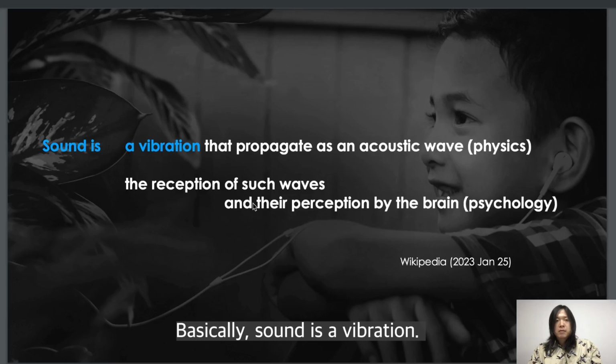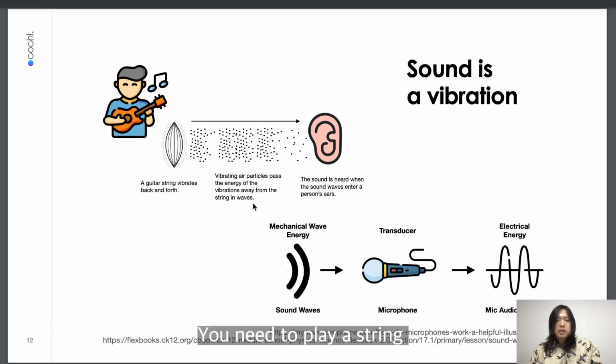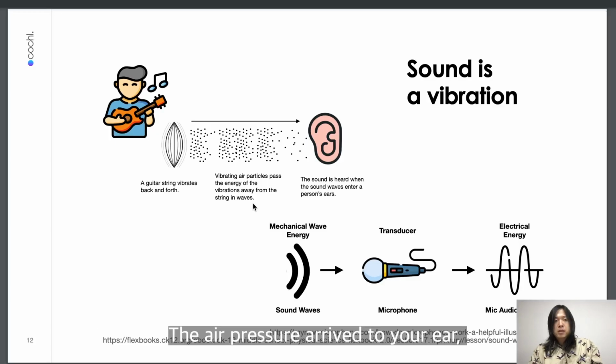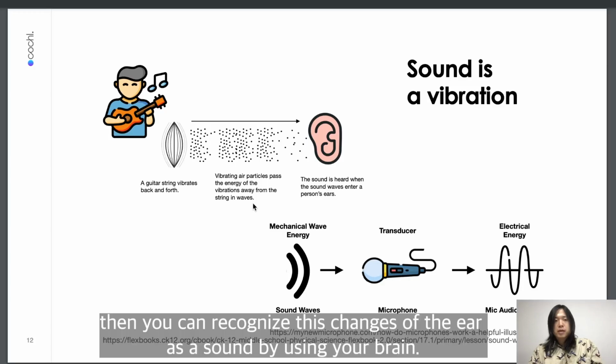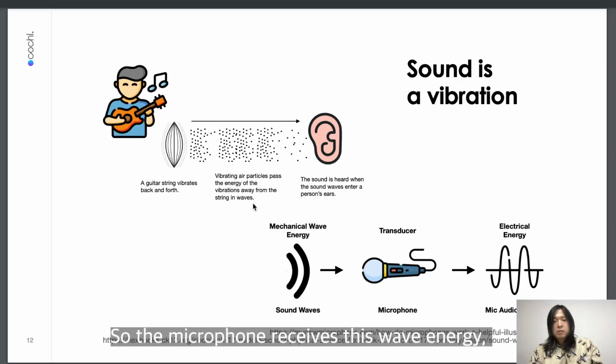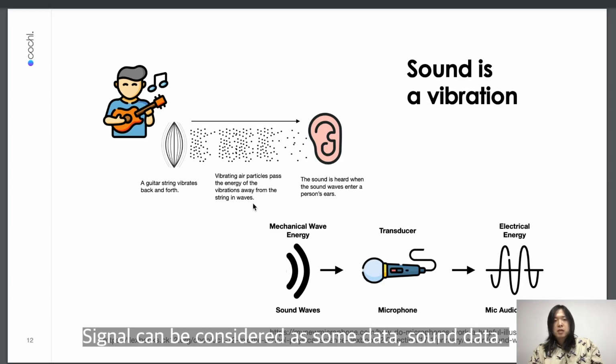So basically sound is a vibration, which means that when we play a guitar, you need to pluck a string. When the string is vibrated, it makes periodic pressure changes in the air. The air pressure arrives at your ear, and you can recognize these changes as sound by using your brain. It is the same when the ear is replaced by a microphone. The microphone receives this wave energy and changes this energy to electrical signals. So the signal can be considered as data, the sound data.